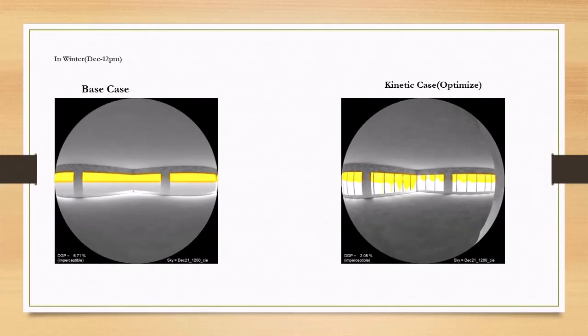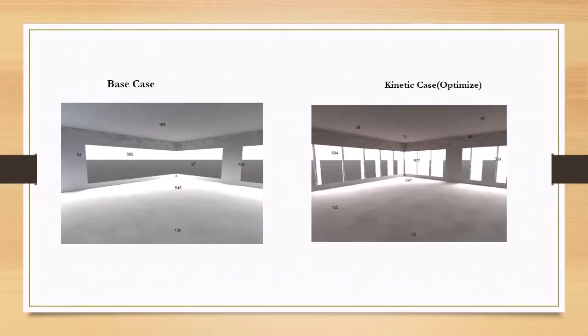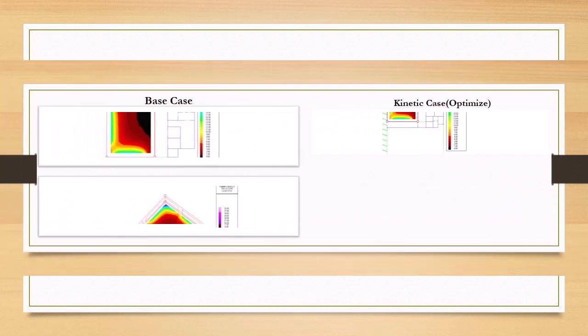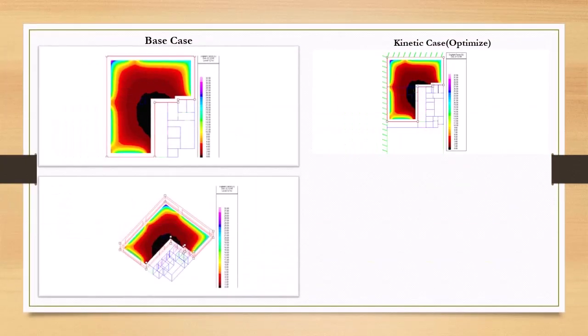In winter, December 12 p.m., the daylight glare in the base case is 6.71%, but in the optimized kinetic case it is 2.08%. In winter, December 12 p.m., the illuminance value in the base case is 136, and in the kinetic case 59. In the base case, the daylight factor is 32. In the kinetic case, it is still 32 because it is winter.